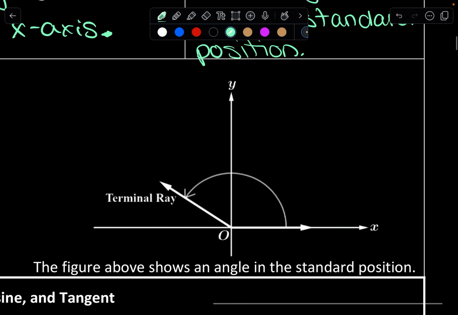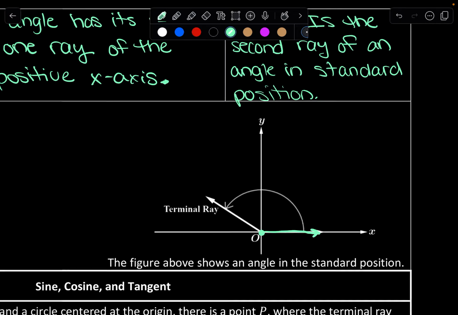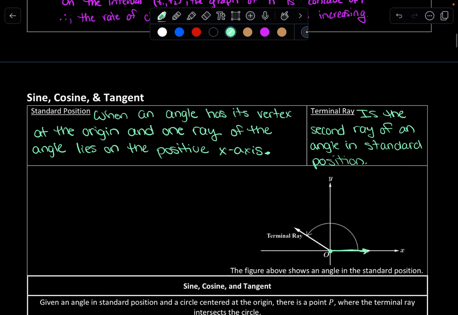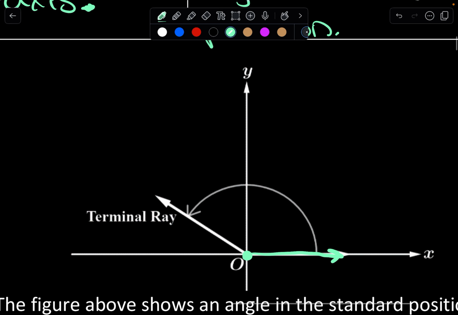Now down here, we have an angle in standard position. And standard position is when the angle's vertex is at the origin and one ray of the angle lies on the positive x-axis. So that will be here where the green is.